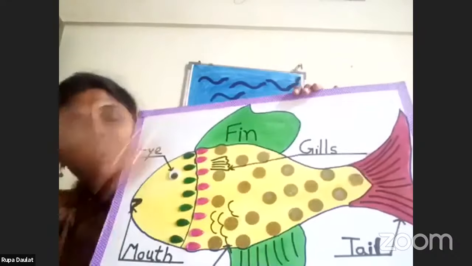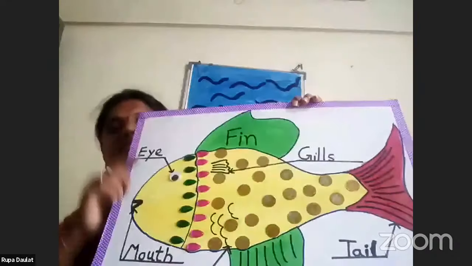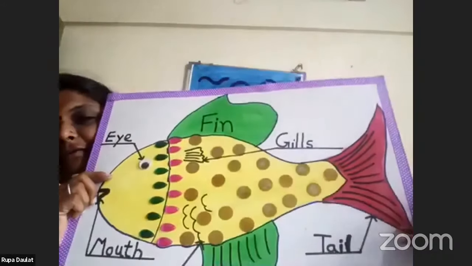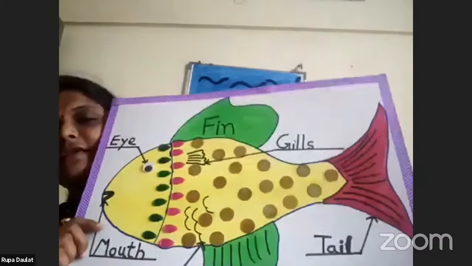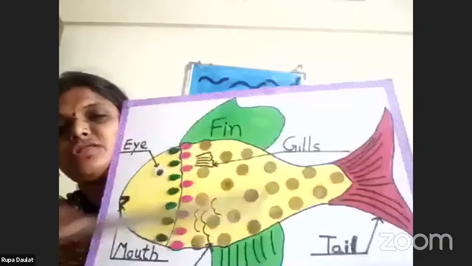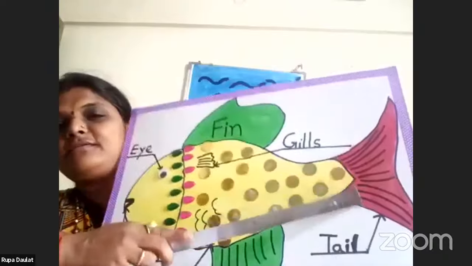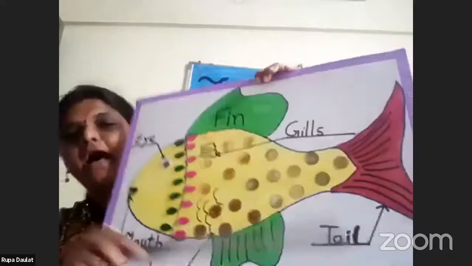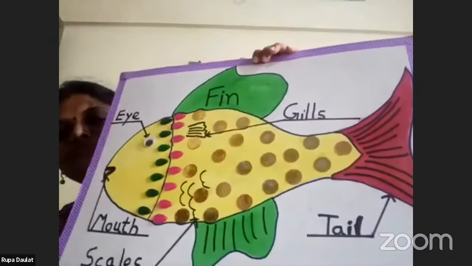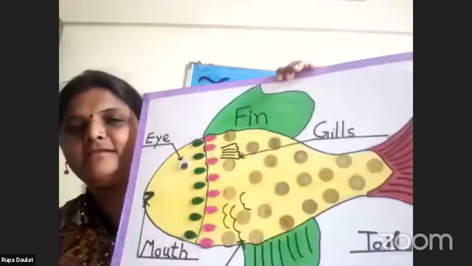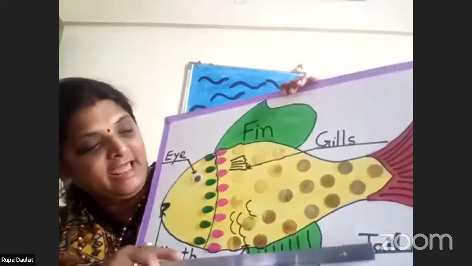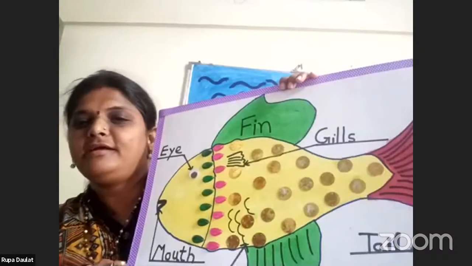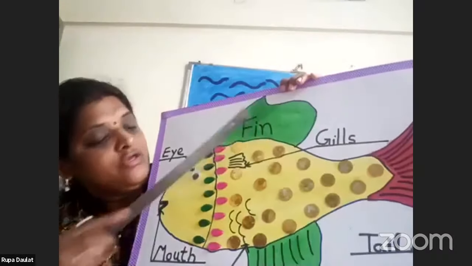So now see this red part. You see properly this red part? Yes, tail. This is a tail of fish. Say the spelling. T-A-I-L. Tail. Very good. Tail.